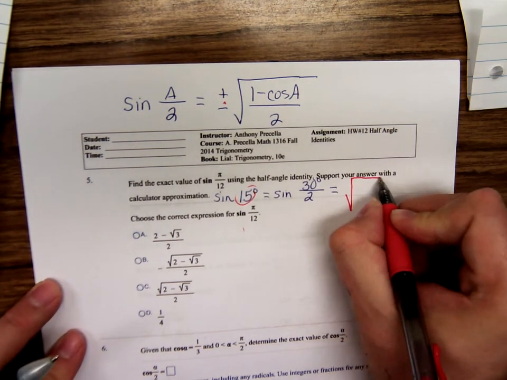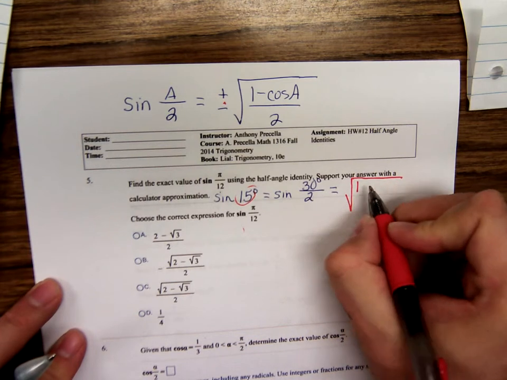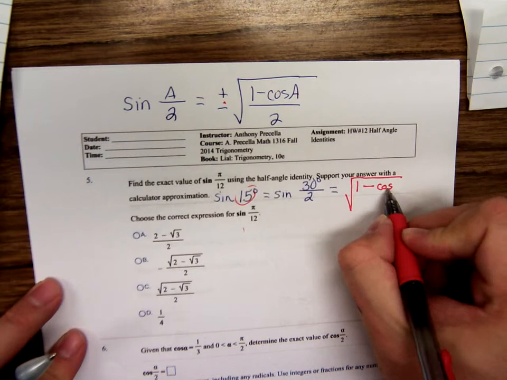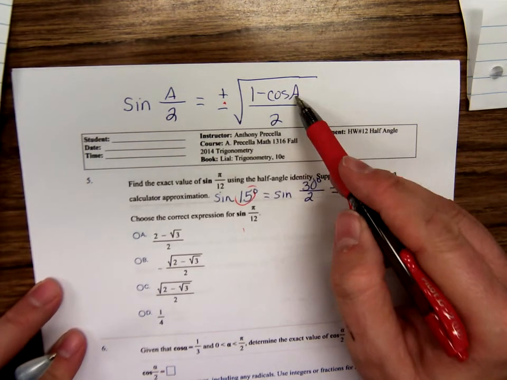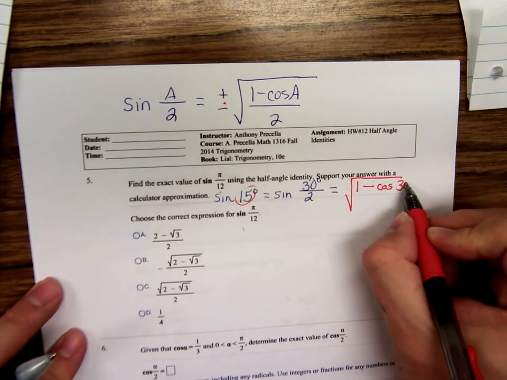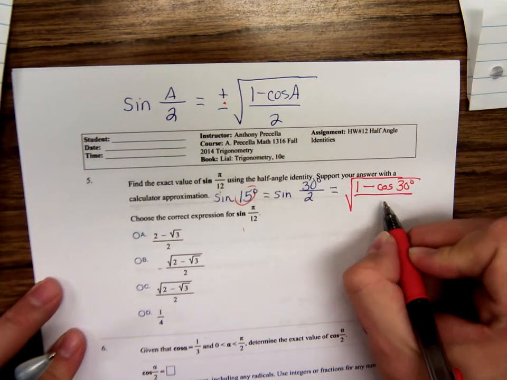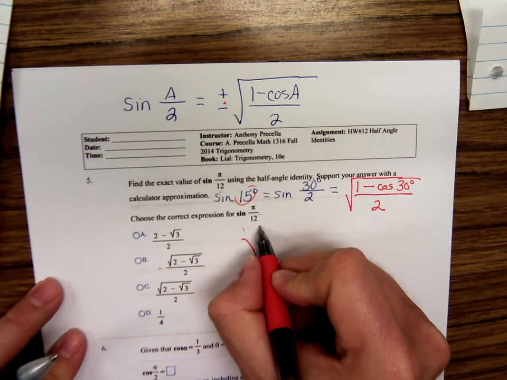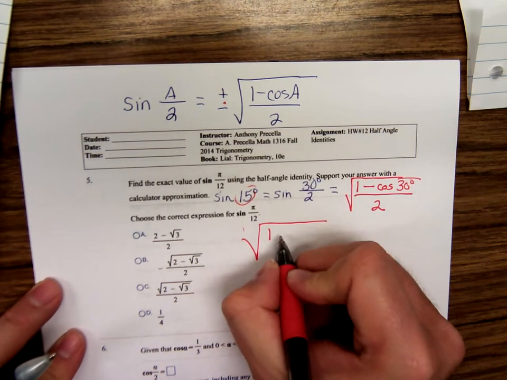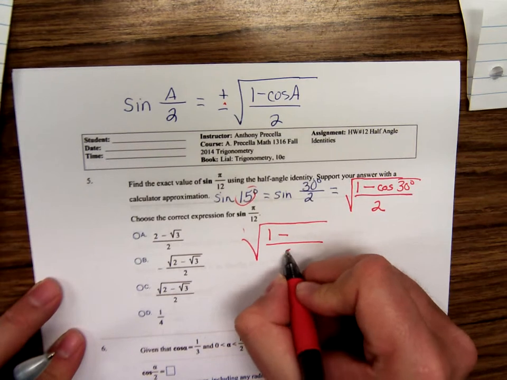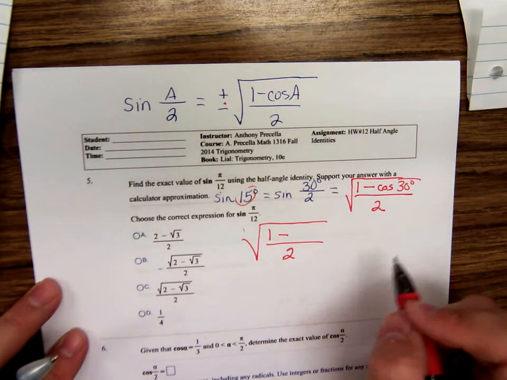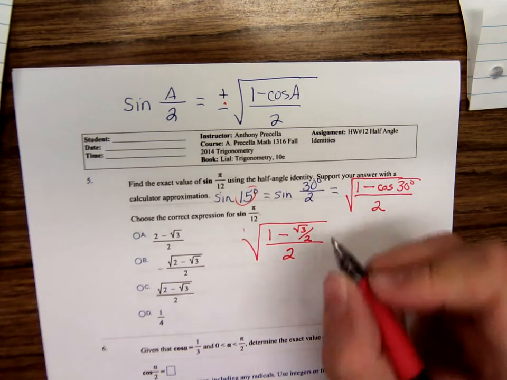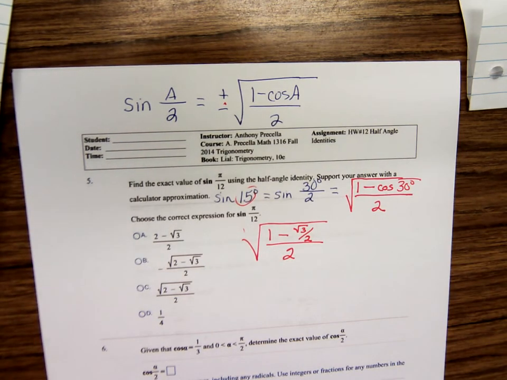All the trig functions are. So I'm going to say the square root of 1 minus cosine, what am I going to put in place of the A? 30 degrees all over 2. 1 minus, Catherine's looking at her unit circle, cosine 30 degrees is square root of 3 over 2. So this is another one. Hey, it seems similar to one we've already done, doesn't it?